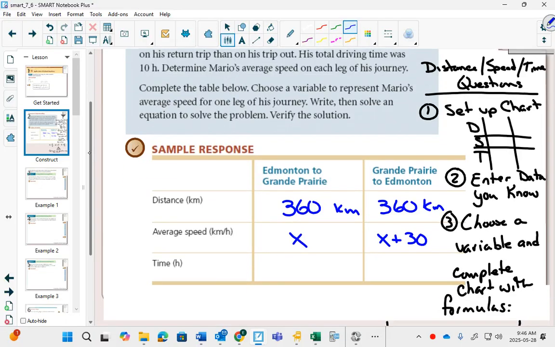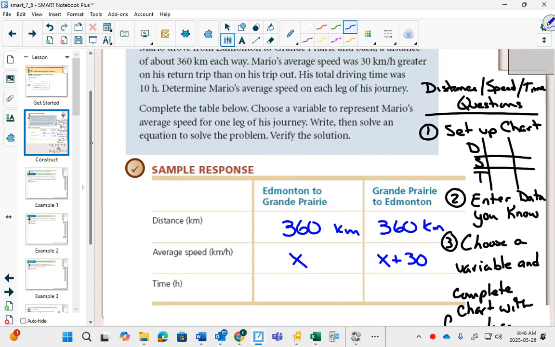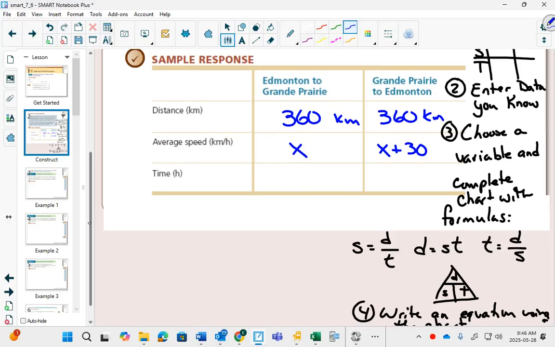Now for the time, once you've chosen a variable, we also don't know the time. His total driving time was 10 hours, but we don't know the time for each one. That's where these formulas come into play. And this is the formula that I think is the easiest to remember because you know that speed is kilometers per hour, which is a distance over a time. And from that, we can rearrange each of these formulas. So for time, time is distance over speed.